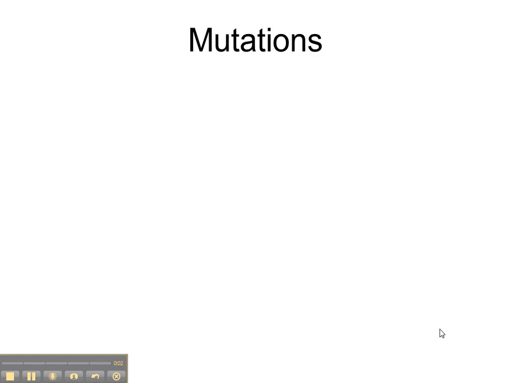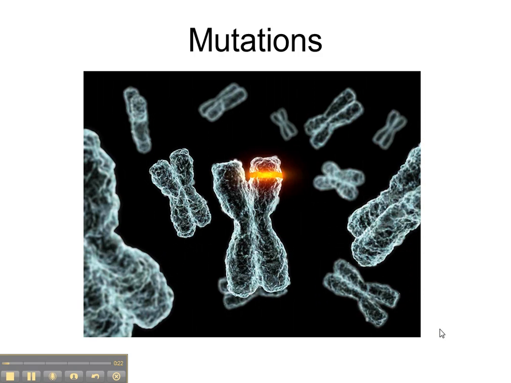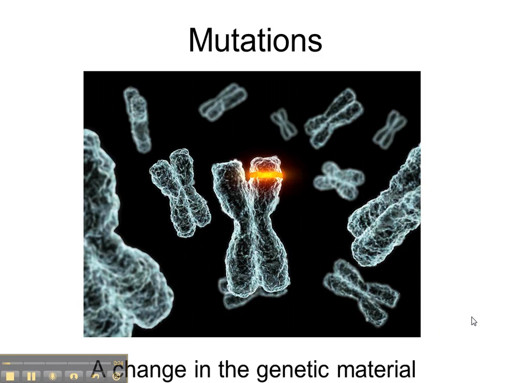Earlier this week, we looked at genetic diseases that were caused by abnormal numbers of chromosomes, diseases like Down syndrome and Klinefelter syndrome. But some genetic diseases are caused not by abnormal numbers of chromosomes, but by problems with the chromosome structure itself. And any problem with the chromosome is known as a mutation.